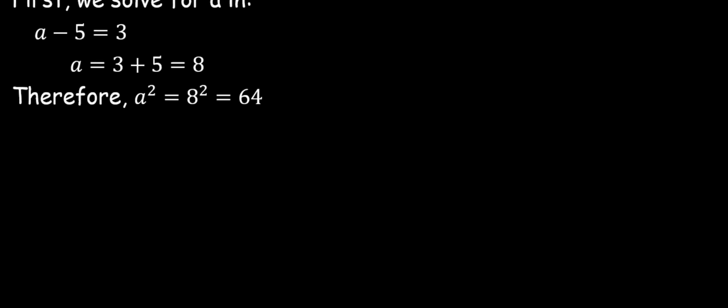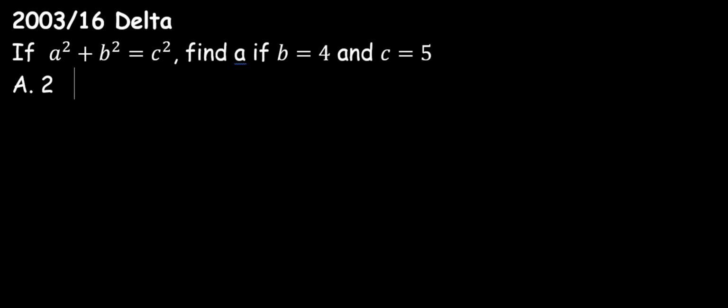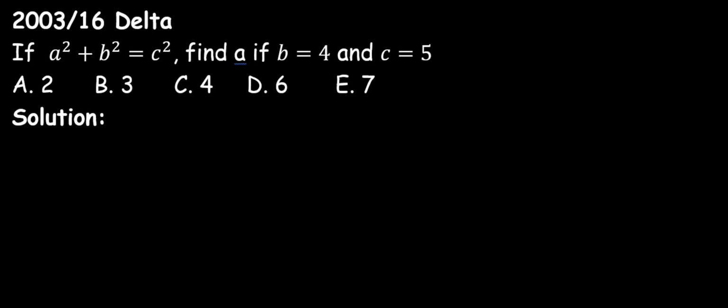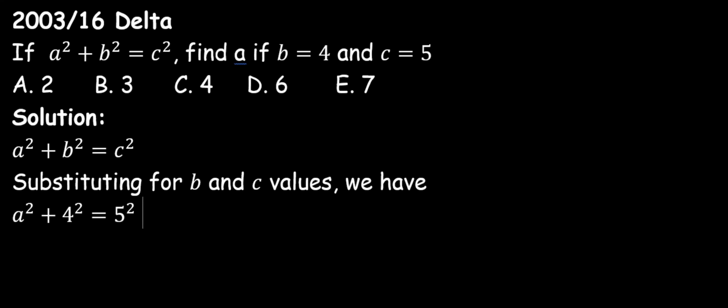Another example. If A square plus B square is equals to C square, find A if B is equals to 4 and C is equals to 5. A is 2, B 3, C 4, D 6, E 7. Those are the options given. Solution. A square plus B square equals to C square. Substituting for B and C values, we have A square plus 4 square will be equals to 5 square. And that will be A square plus 16 equals to 25.